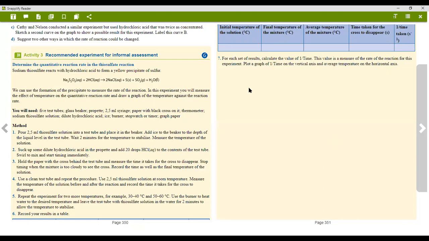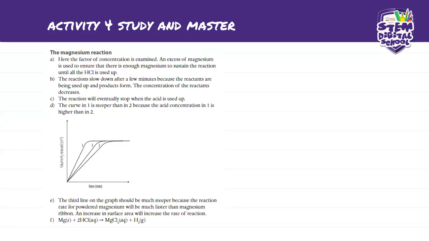Oh, here we are. Now they ask on number B, why do the reactions slow down after a few minutes? Remember we also spoke about that when I was explaining the graphs and how they slowly start decreasing. It says the reactions slow down after a few minutes because the reactants are being used up and the product is being formed. In the beginning the reaction is going to be fast because there is an excess of reactants, in this case the magnesium and the hydrochloric acid. But as the minutes go by, we slowly start to see the reaction slowing down as the amount of gas being produced is less. That's because the reactants are being used up and the product is formed, so it's reaching the end of the reaction.